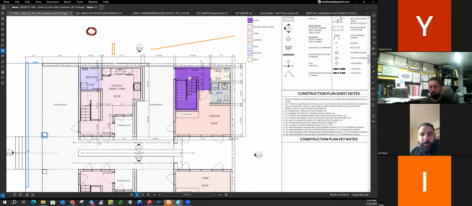So this will be our slab. Looks like that. So for here, this slab edge is here, right? Basically, our slab is a little bit above our grade here. So for here, what do you think we should do for the slab edge?